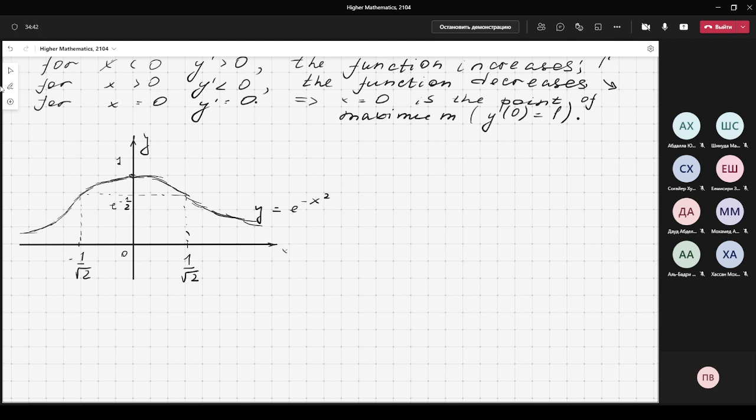Next example, example 5. Investigate the following curve for points of inflection: y equals x minus 1 to the power 1 over 3. Solution.